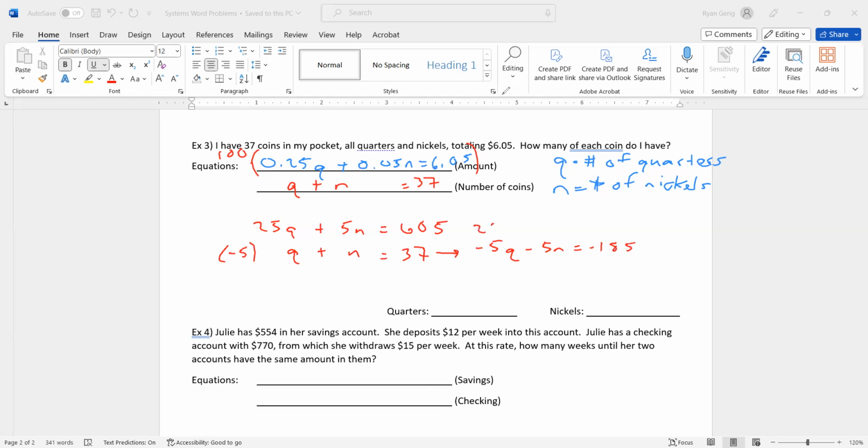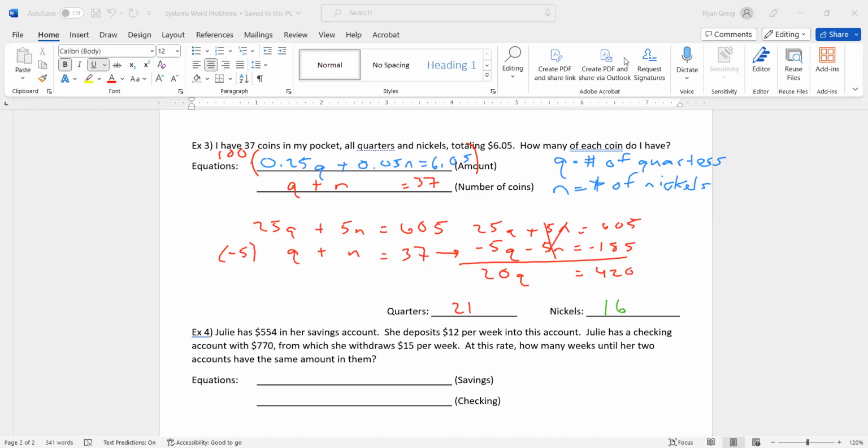So 25Q plus 5N equals 605. Add these up. 25 and -5 is 20Q. 5N and -5N cancel. 605 minus 185 is 420. Divide by 20, I get Q equals 21. So there's 21 quarters. And plug it back in, and I should get 16 nickels. All right.